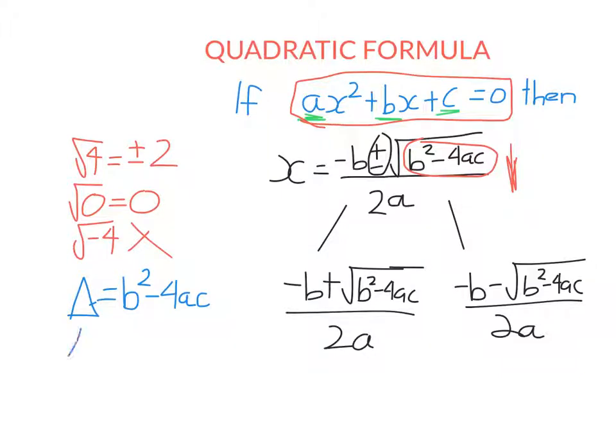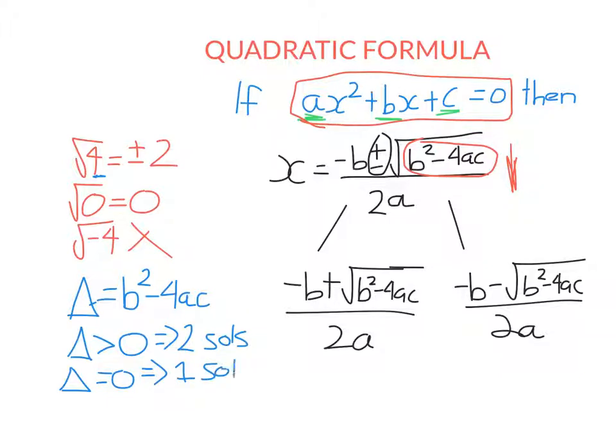So if this discriminant is greater than 0, if it's positive like 4, that means there are two solutions to the quadratic. If the discriminant is equal to 0, because when you square root 0 there's only one solution, that means the whole thing will only have one solution. But if the discriminant is less than 0, that means there are no solutions.